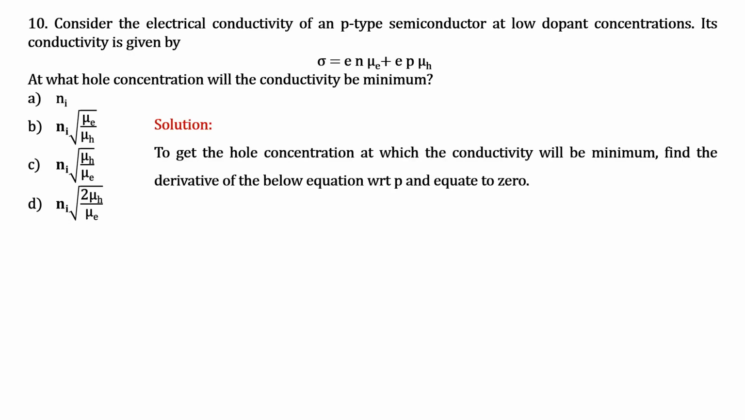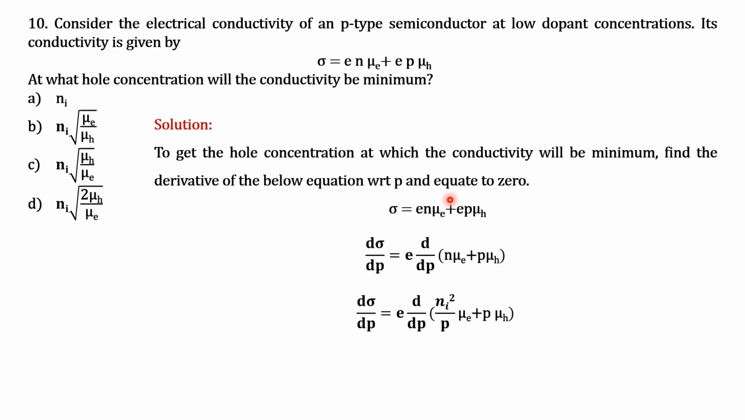So to get the hole concentration at which conductivity will be minimum, find the derivative of the below equation with respect to p and equate to 0. Sigma is equal to e n mu E plus e p mu H, and we take the derivative with respect to p. Here you can see we have d sigma by dp, and we are taking e as a constant, so we take it outside: d by dp of n mu E plus p mu H. And again, we are converting this n in terms of p.